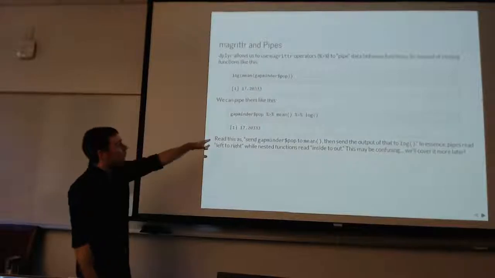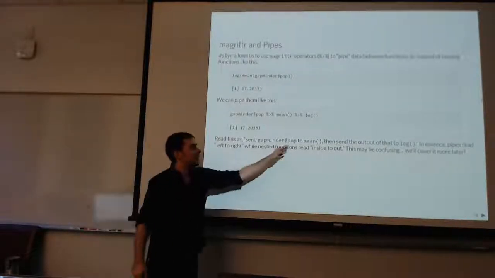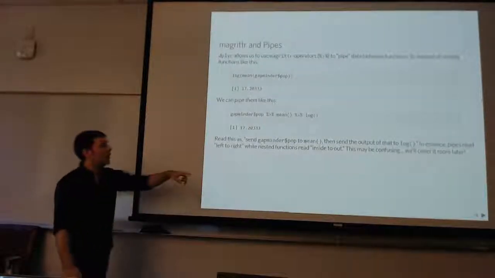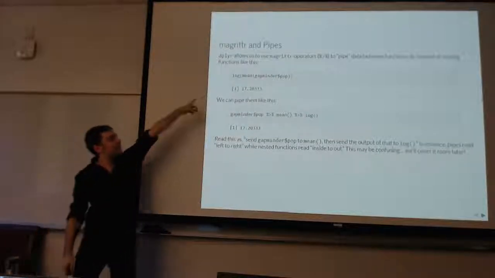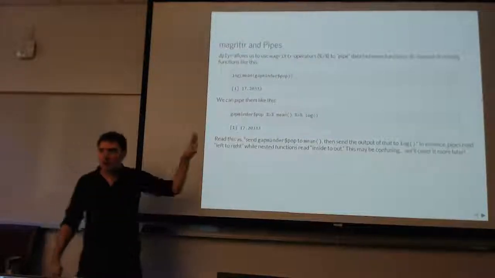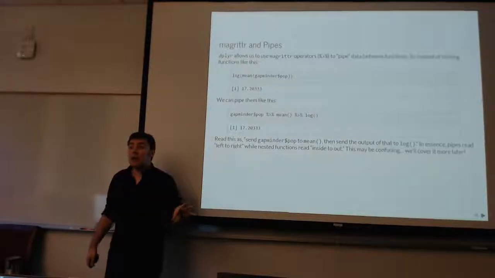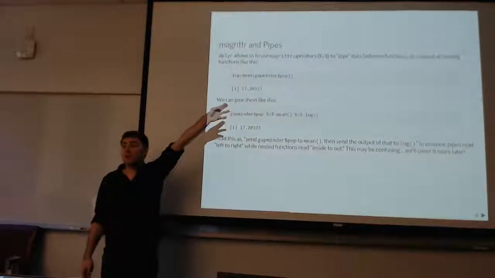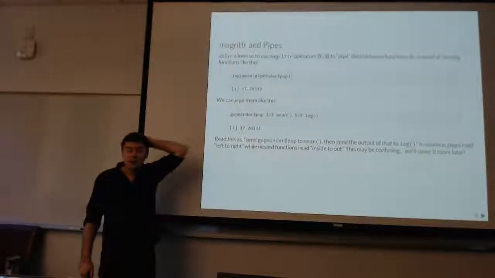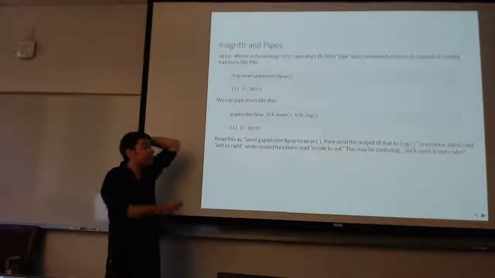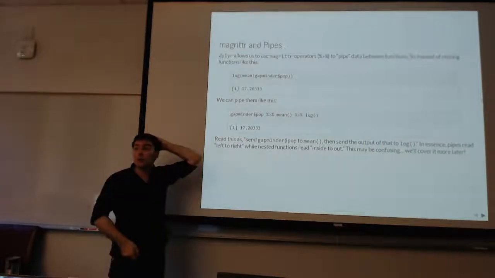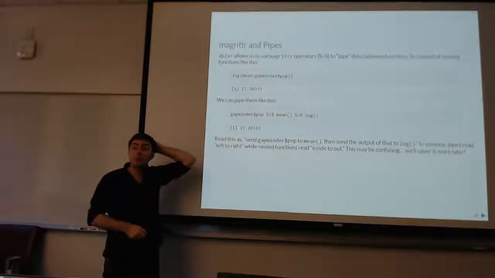So the way we would read this is we would say, send the gapminder pop to mean, then send the output of that to log. Pipes read left to right, while nested functions read inside out. So piping is really good if you want to chain lots of things together that would rapidly get confusing reading them inside out. dplyr is built around the idea of chaining commands together like this rather than doing them inside out because it makes for really readable code.